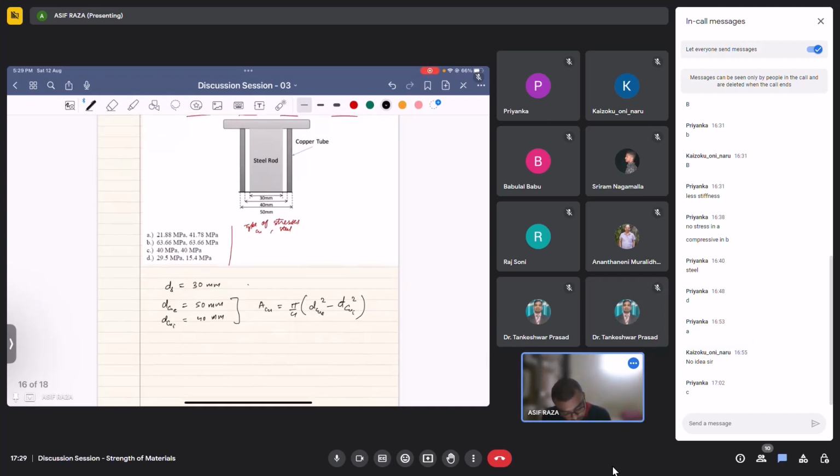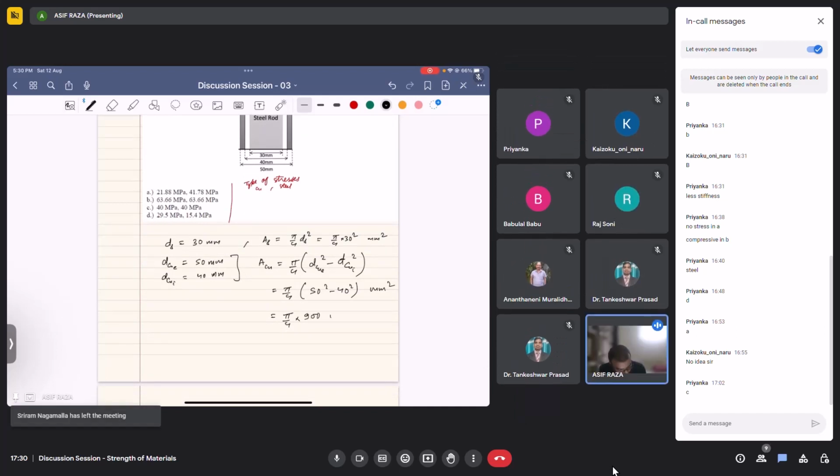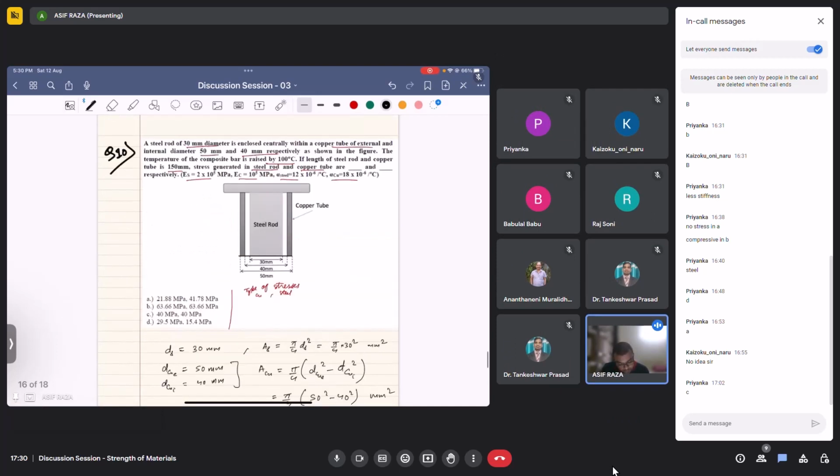Okay, and the area of steel would be equal to pi by 4 ds square. So this would be equal to pi by 4 into (50 square minus 40 square), which would be equal to pi by 4 into 900 mm square. Okay, now we just found one thing.